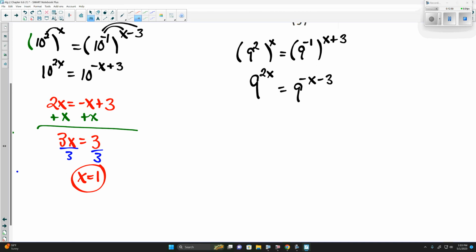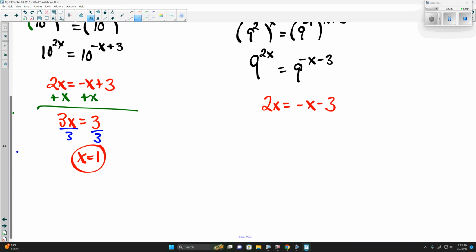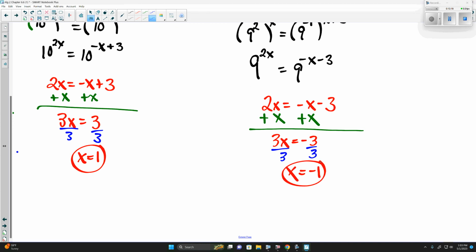On the other side, we have 2x. Now, this is also telling us that 2x is equal to negative x minus 3. The next thing we would need to do is add the x. That tells us 3x is equal to negative 3. And then we would divide, so x is equal to negative 1. And that's it. Questions on any of these here?